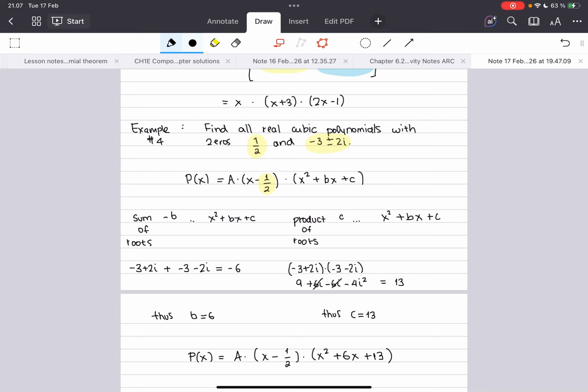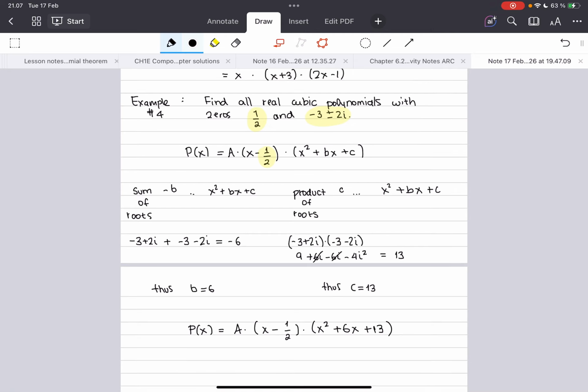So we found all real cubic polynomials with zeros half, and -3 plus minus 2i. We've done this by splitting the polynomial into a linear factor, you can see it here, and a quadratic factor. We did this because we knew what the linear factor is. They gave us that one of the zeros is a half, and we also knew that you have a quadratic factor with the two solutions being -3 plus minus 2i.